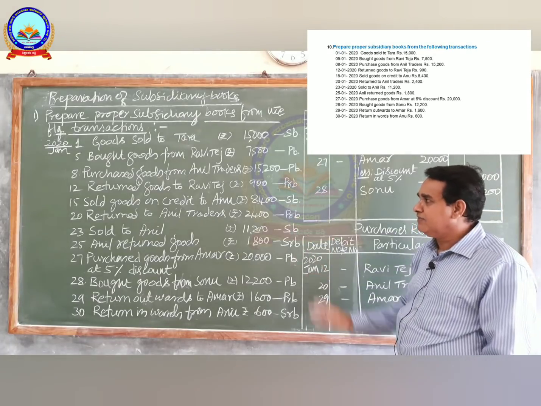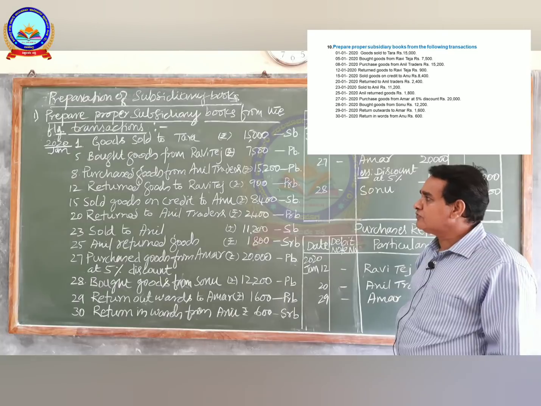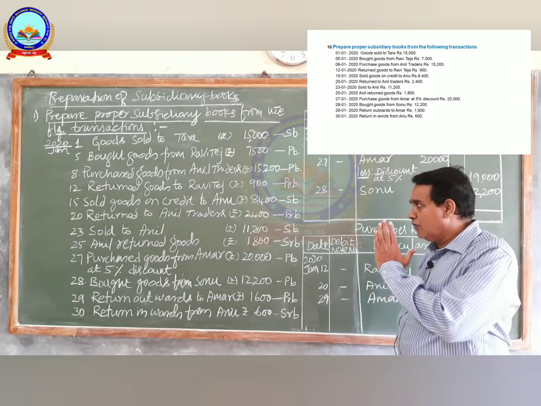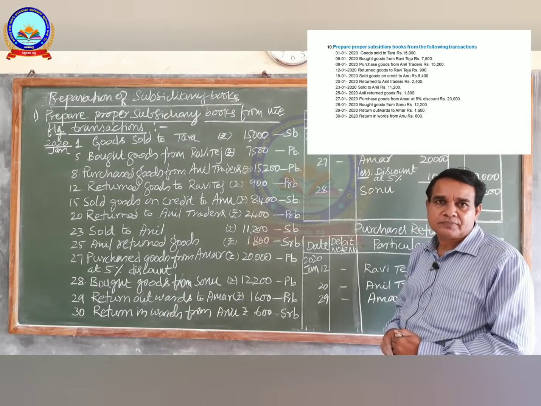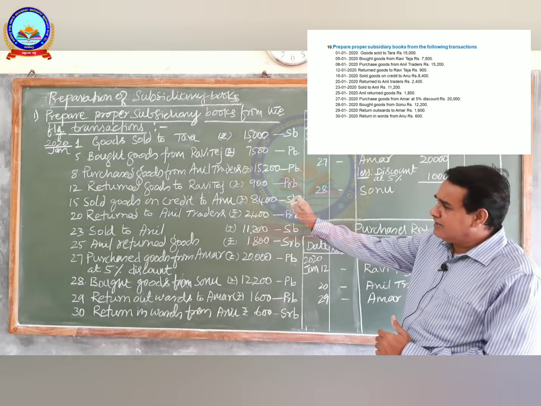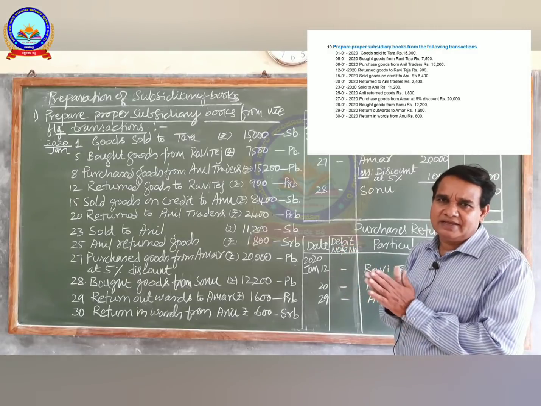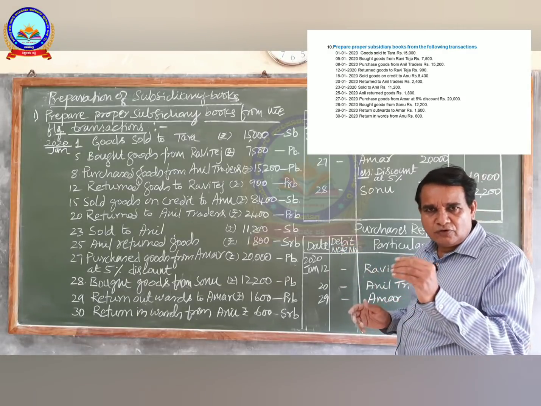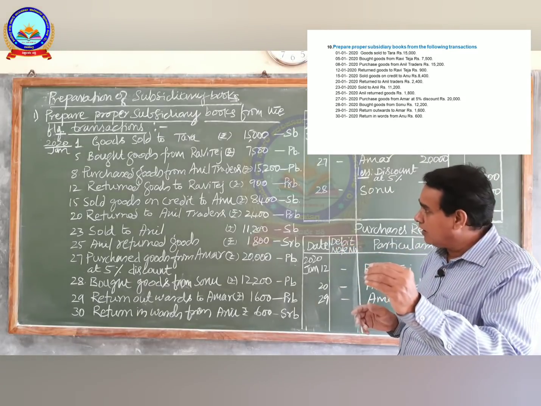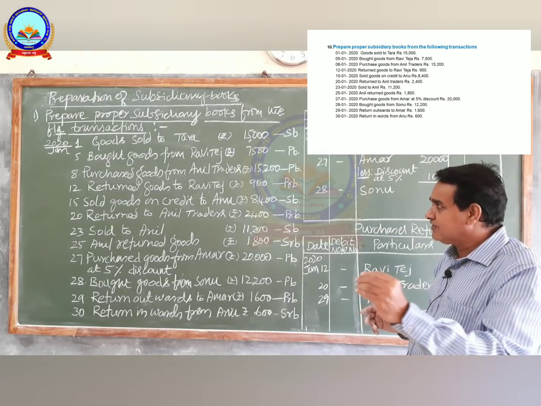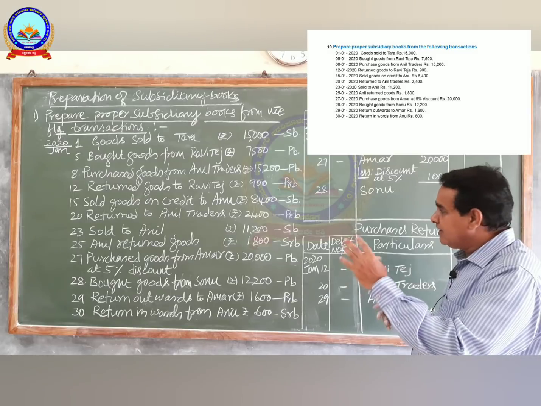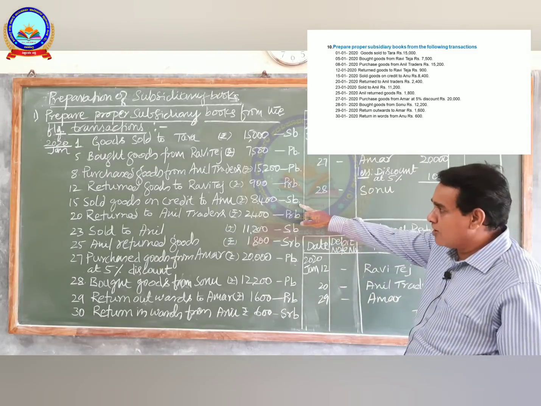On 15th, sold goods on credit to Anu, rupees 8,400. This transaction clearly informs us that goods were sold to Anu on credit. Hence, this transaction is entered in the sales book.